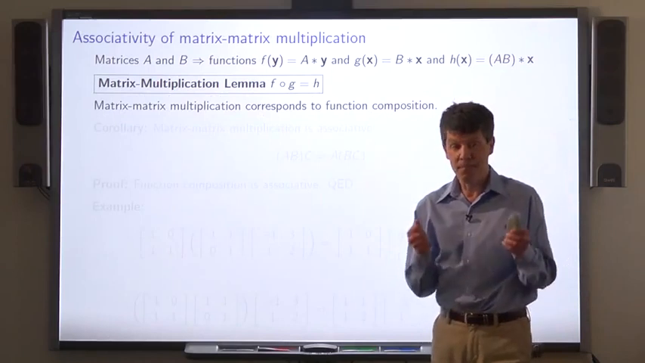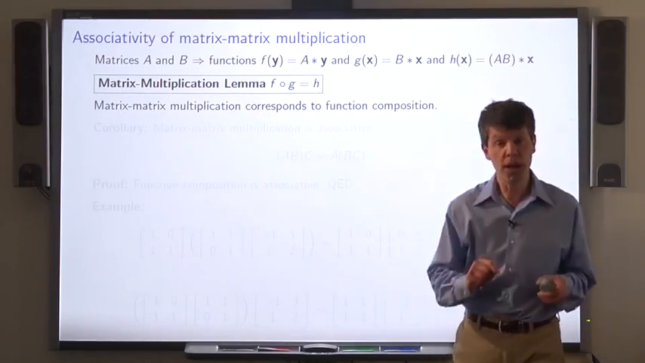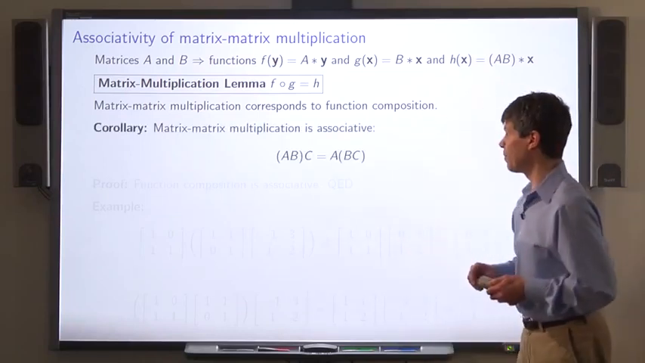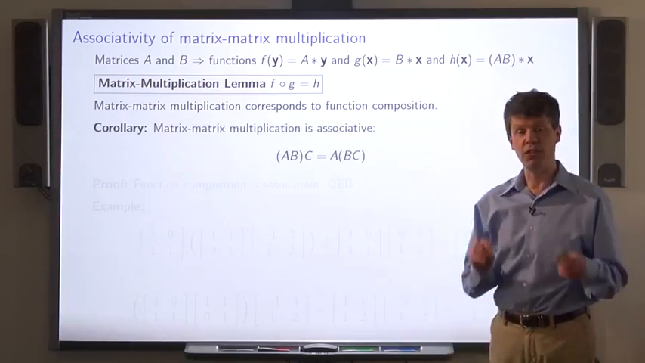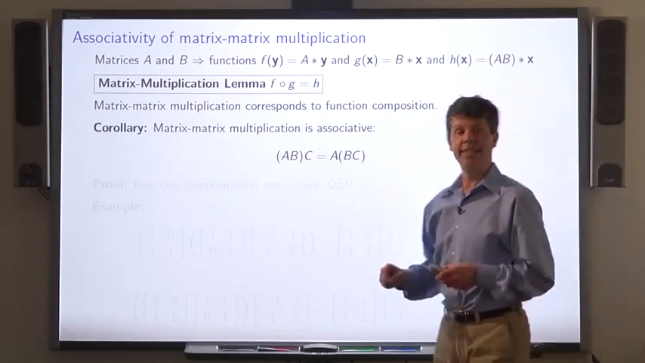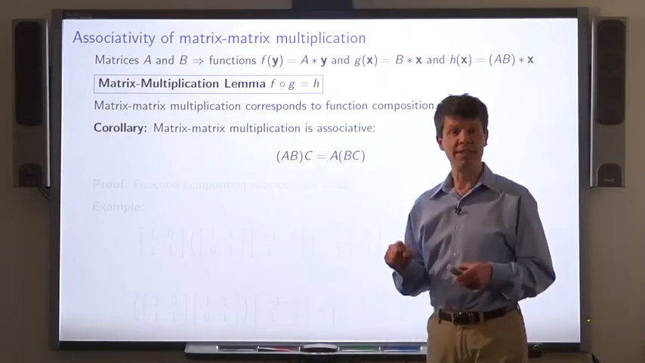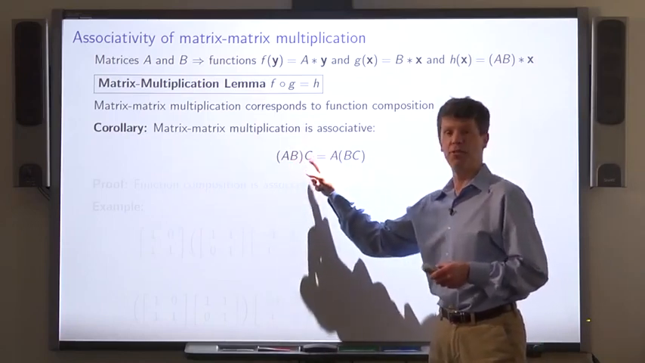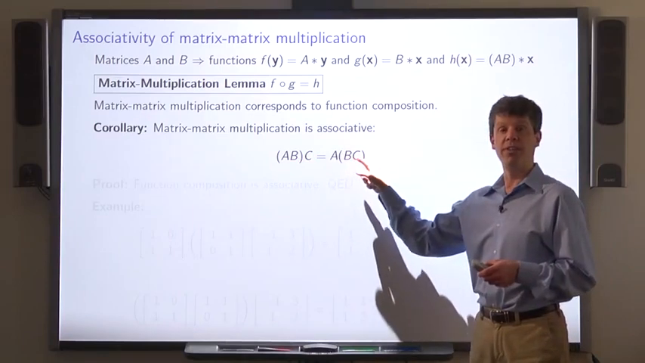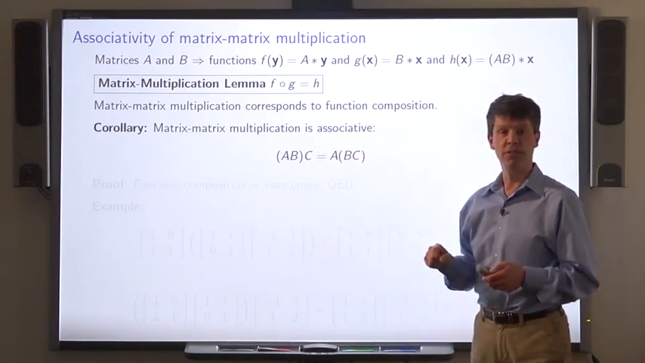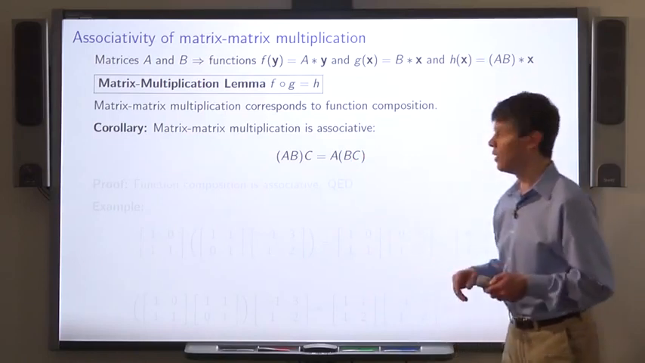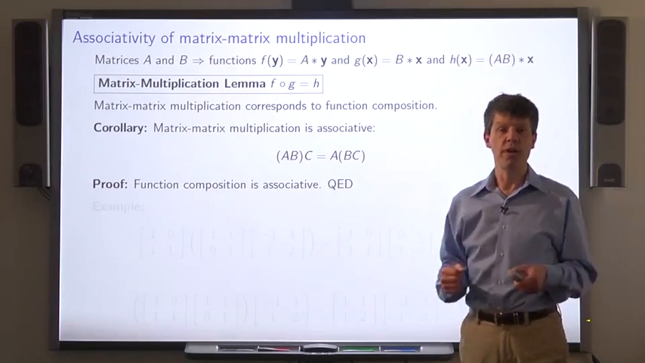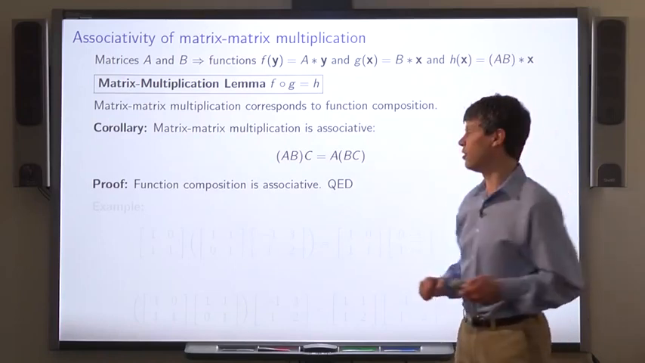So we've seen that matrix-matrix multiplication corresponds to composition of functions. And this gives us a nice corollary. Matrix-matrix multiplication is associative. What that means is, in taking the product of three matrices, A, B, and C, you can first take the product of the first two and then multiply by the third, or you can take the product of the second and third and then multiply by the first. You get the same result. The proof is very simple. Function composition is associative, therefore matrix-matrix multiplication is associative.